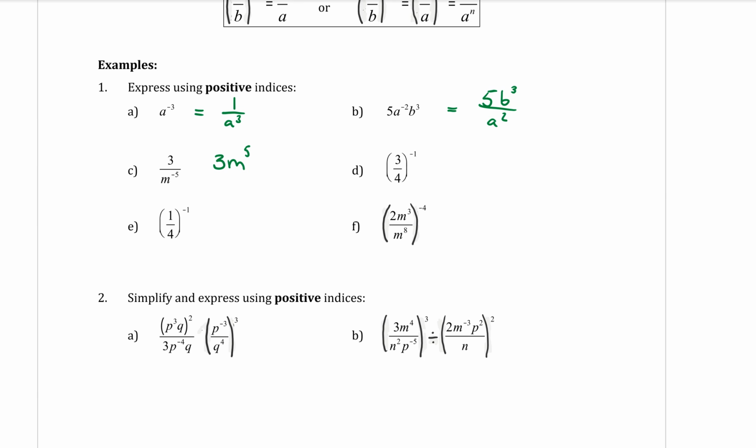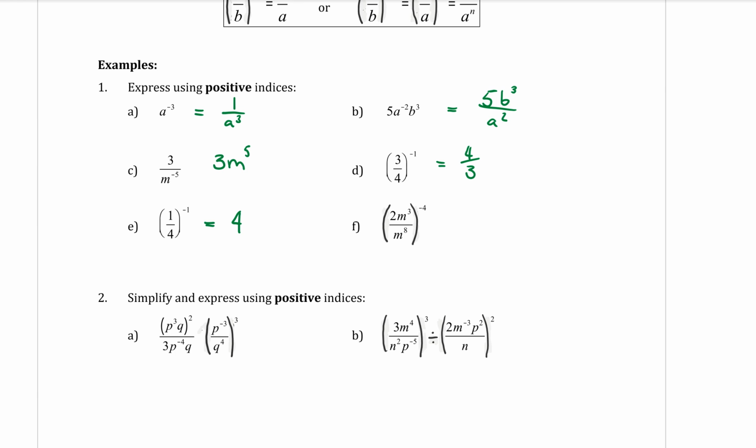Part D, we have the fraction and we have that -1 out the side. So the rule said, if it's a power of -1, all I have to do is turn that fraction upside down and it becomes a 4 over 3. Power of -1 means take the reciprocal of that fraction. That's all you do. So E is going to be the same. A quarter to the power of -1 means take the reciprocal, which would be 4 over 1. We wouldn't put the 1 on the bottom, we just change it to a 4.